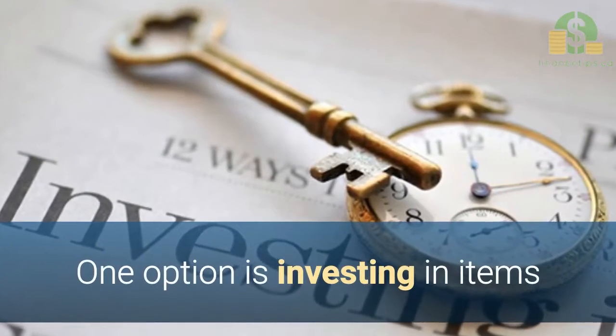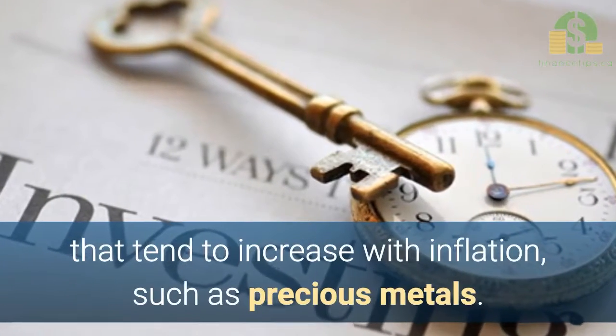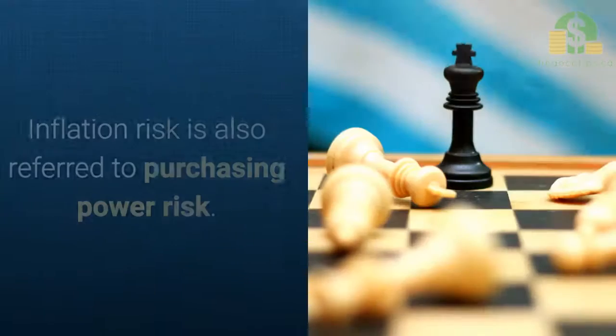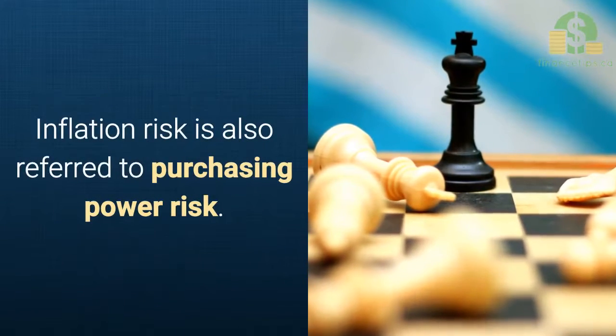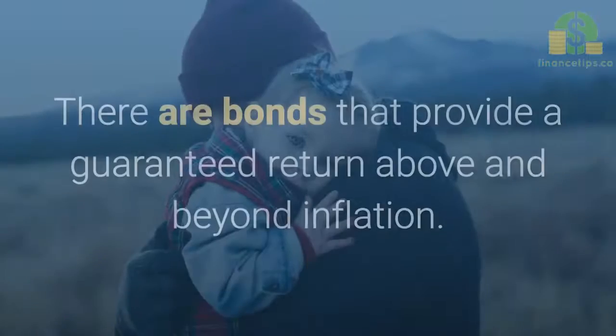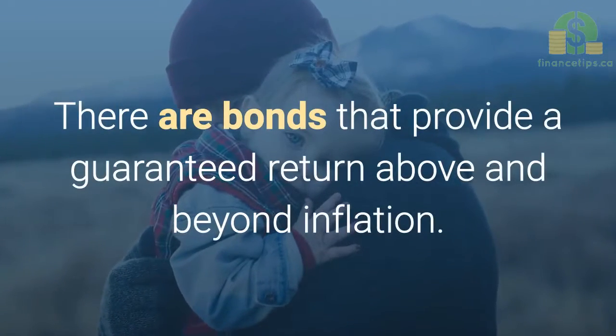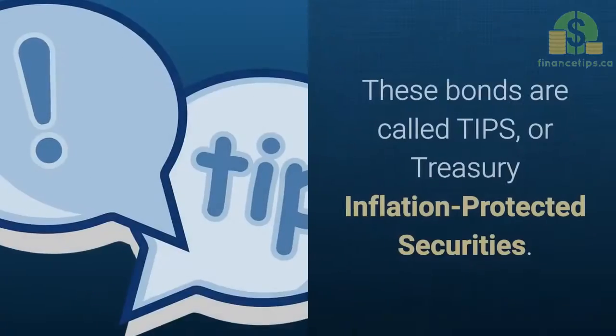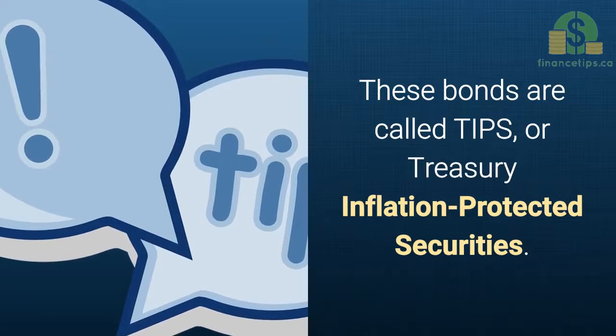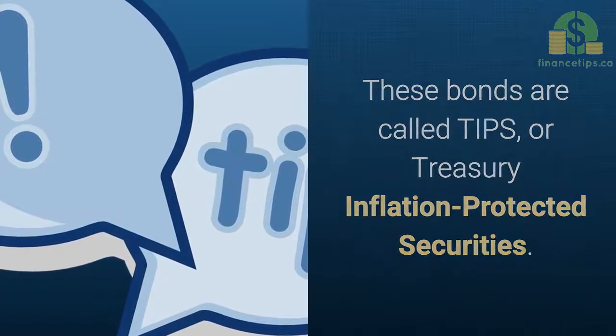One option is investing in items that tend to increase with inflation, such as precious metals. Inflation risk is also referred to as purchasing power risk. There are bonds that provide a guaranteed return above and beyond inflation. These bonds are called TIPS, or Treasury Inflation-Protected Securities.